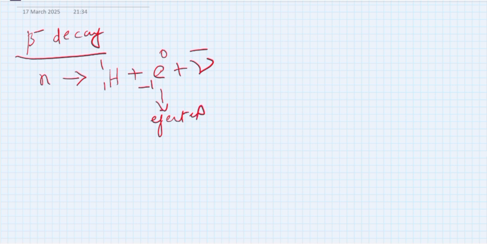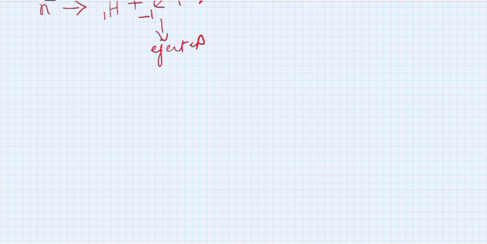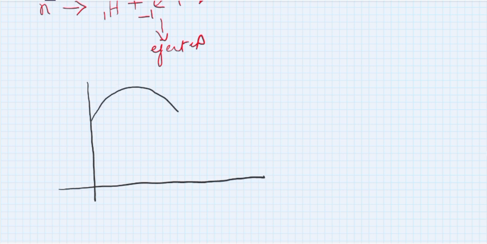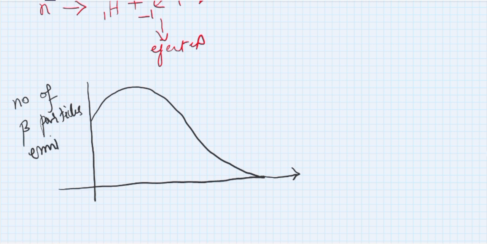So when you try to plot the number of beta particles emitted during the beta decay process versus their kinetic energy, it follows in this fashion, right? It follows in this way. That means initially the y-axis is the number of beta particles emitted, right? And the x-axis is basically the kinetic energy of electrons.